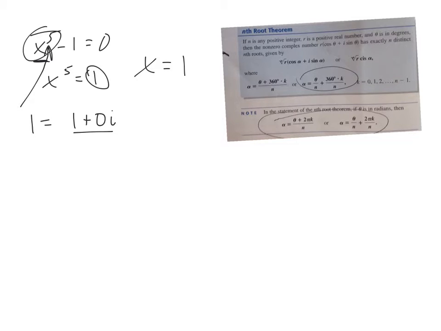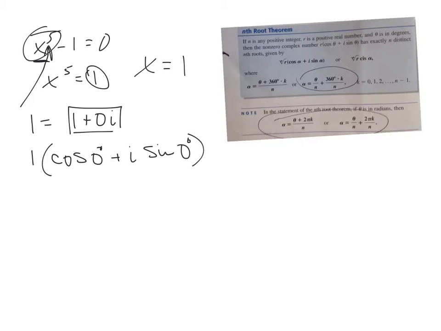Okay, so that's the complex form. And then I go ahead and take this and write it in trig form: 1 times cosine of 0 degrees plus i sine of 0 degrees. Okay? So the absolute value of the 5th root is 1. Okay, so I've got my first part of it.